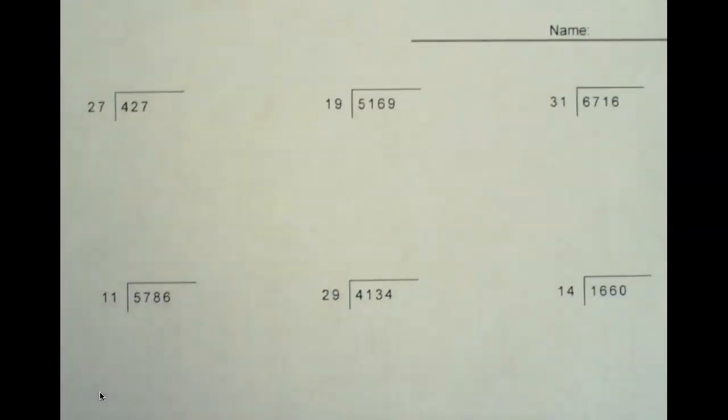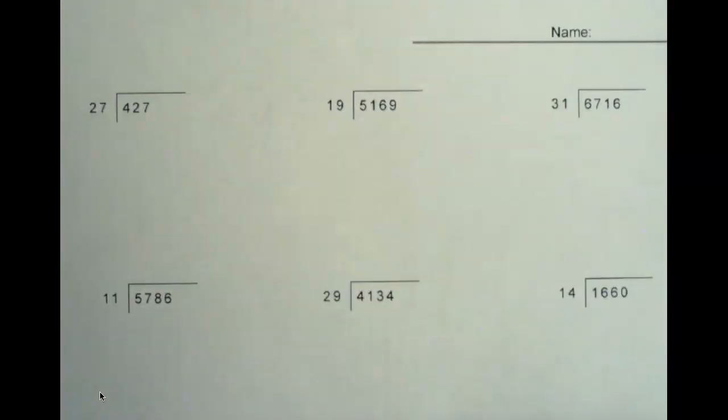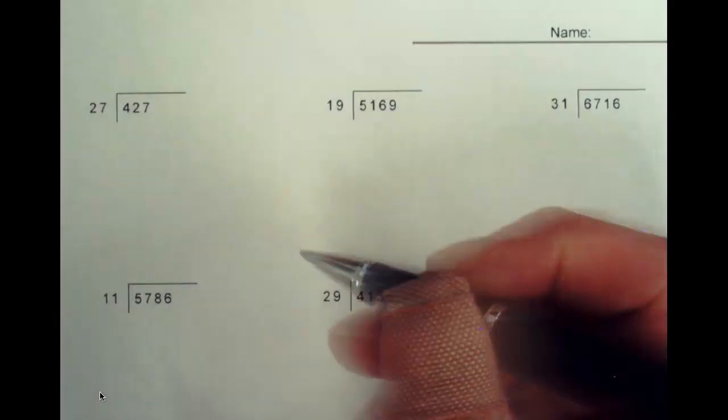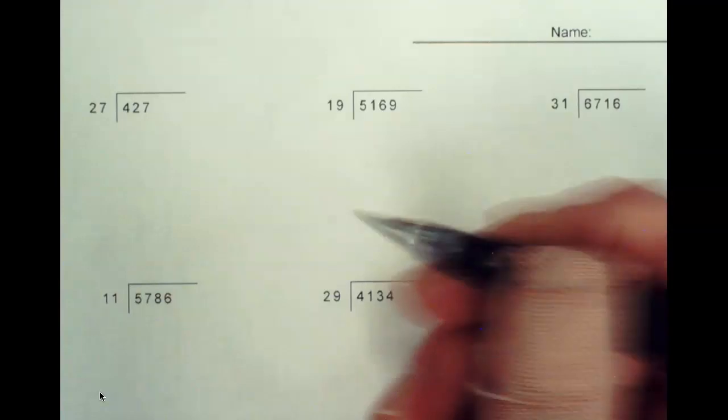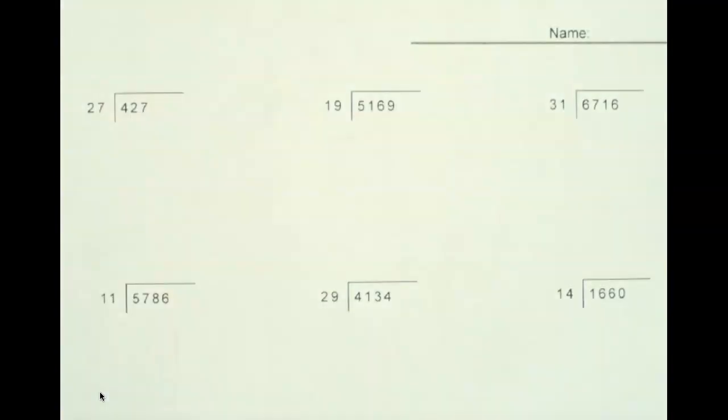Here's a quick video to get kids started on this worksheet. This is a 4-digit or 3-digit divided by 2-digit. I'm also going to show you how to go into the decimals on this one. That's what makes it really a grade level piece.